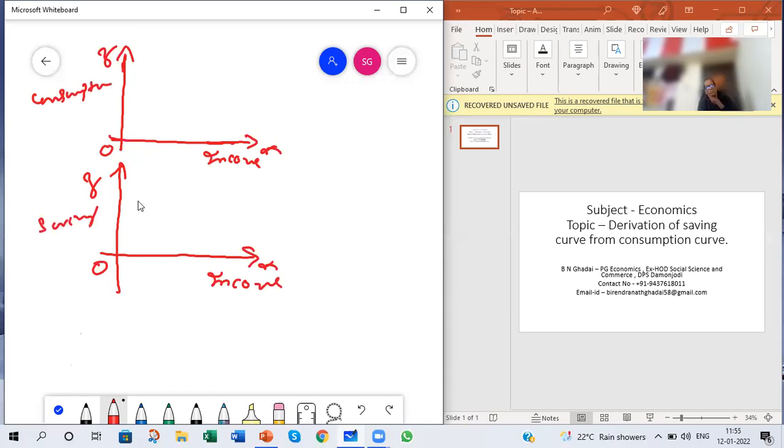And as you know, because of the autonomous consumption, the consumption curve will not start from the origin. It will start somewhere on the y-axis above the origin. Let us say you can take any point; it depends upon the autonomous consumption. So you can start from here. So this is the consumption curve. Say CC is the consumption curve, and OC is autonomous consumption.